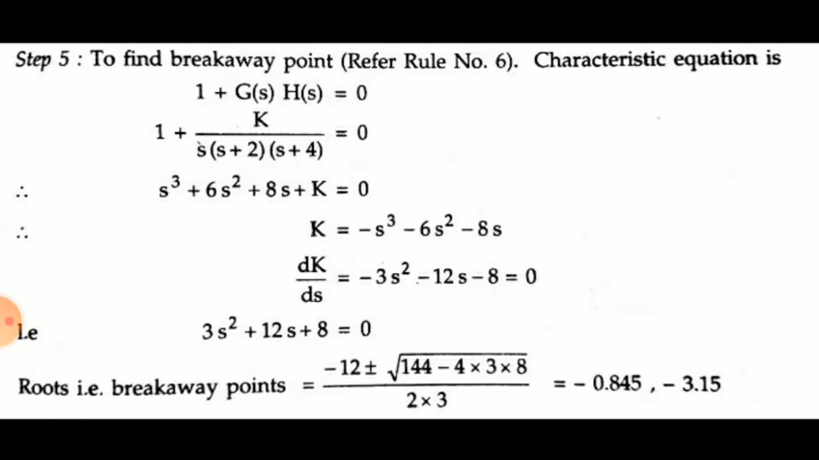So differentiate that k. dk by ds equal to minus 3s square minus 12s minus 8 equal to 0. That is 3s square plus 12s plus 8 equal to 0. Now find out the roots. Those roots will be the breakaway points. After finding the roots, you will get the values minus 0.845 and minus 3.15. So these are the two values, the roots, that you get from this expression.